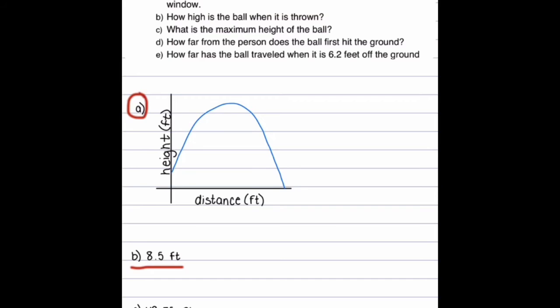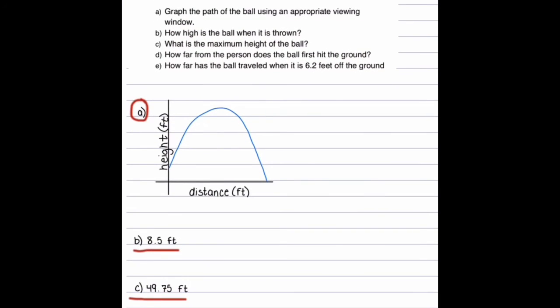For part C, I had to find the maximum height of the ball, so I hit second trace maximum and then found the left bound and right bound, and it gave me the answer of 49.75.